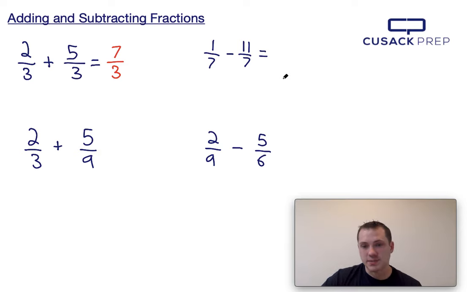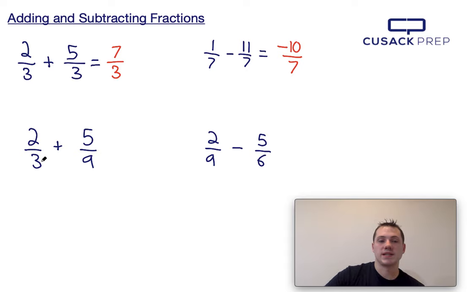The same goes for subtracting fractions. Once the denominator is the same, you simply need to add or subtract straight across the top. So if we subtract 1 minus 11, we find that that's equal to negative 10. And if we keep the denominator of 7, we get negative 10 sevenths.